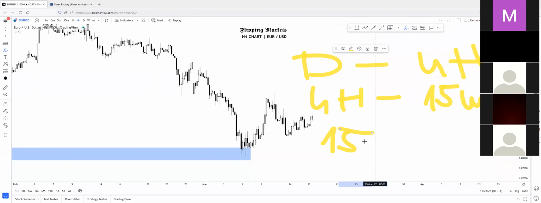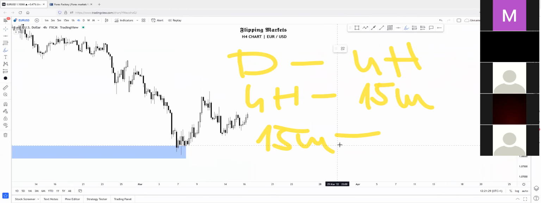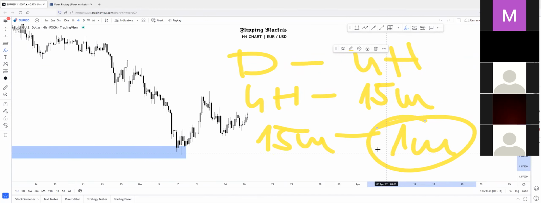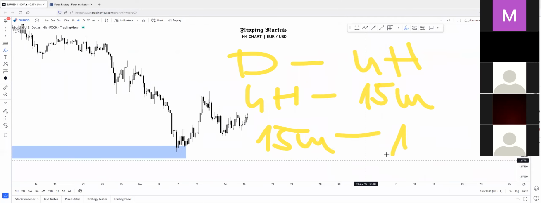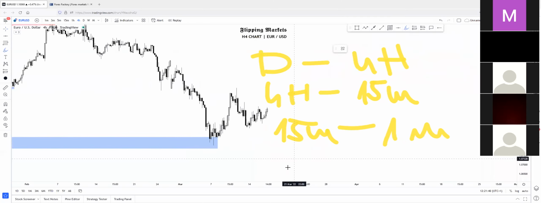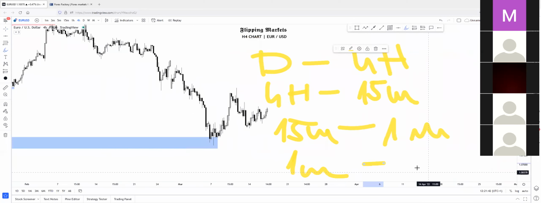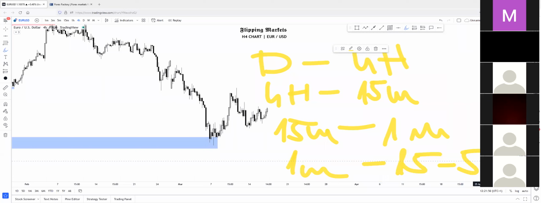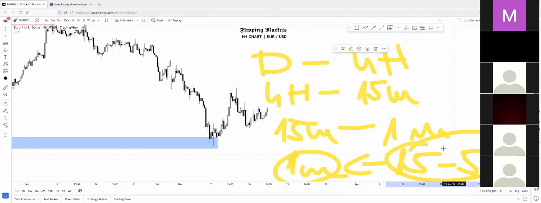The 15-minute chart can be confirmed with what? The 1-minute chart. 1 minute, exactly. The 1-minute chart confirms the 15-minute chart. And here's the last one. I'm not using it, but the 1-minute chart can be confirmed with what? 15 second or 5 second? Yes. 5 seconds. The 1-minute chart can be confirmed with the 15-second or 5-second chart.